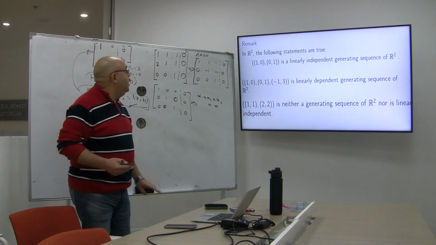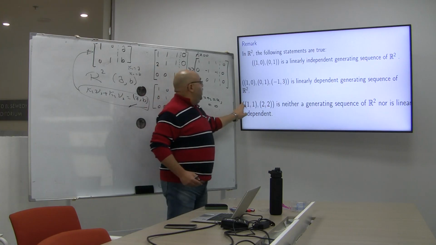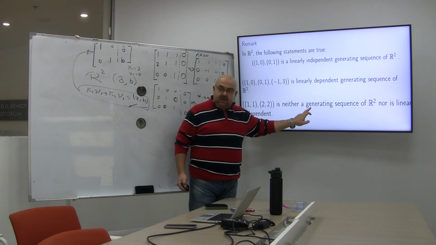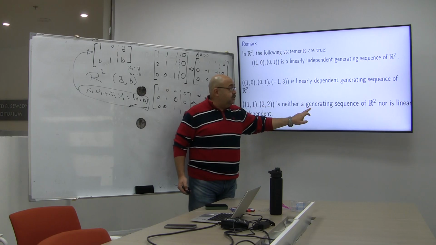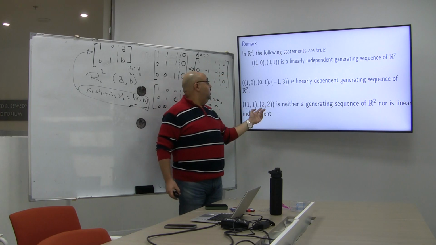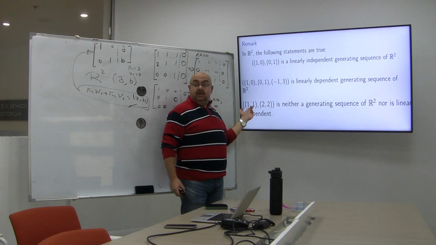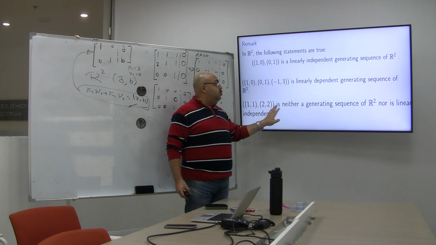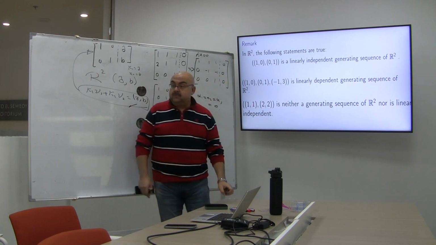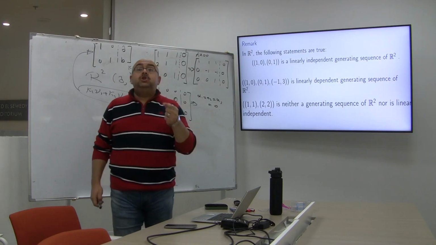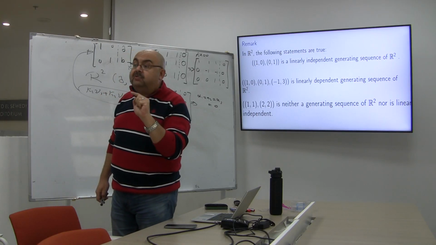We know how. Okay, (1,1) and (2,2) is neither a generating sequence of R2, nor linearly independent. Of course it is not linearly independent, because I can get this vector from that one simply by multiplying by 2. So why is it not a generating sequence? Because, for example, from the vector (1,1) I cannot generate the vector (5,0).